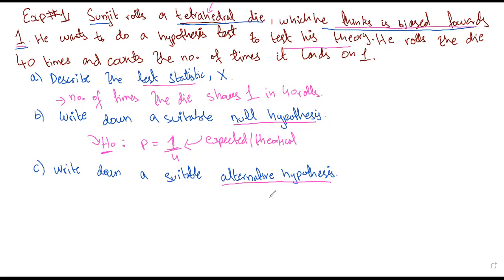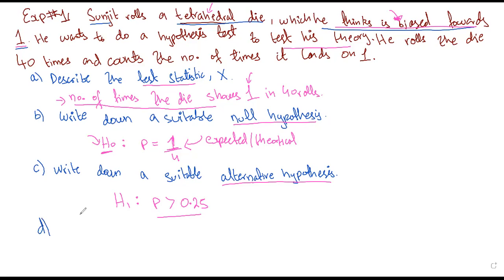So first thing, we write it like this, H1, and probability is greater than 0.25. You know this because of this word right here. He's saying that it is biased towards 1, so you know that it is going to be greater than 0.25. And again, we are talking about the number of times the die shows 1. All this discussion is about the side 1.